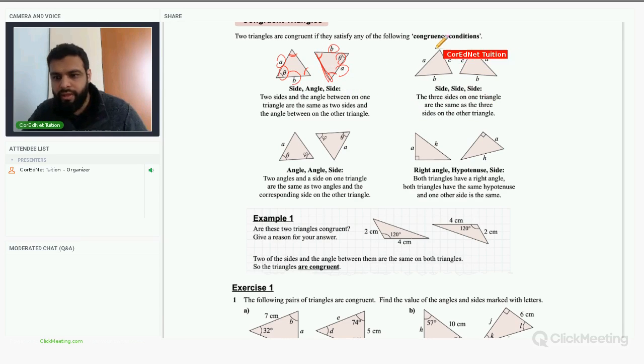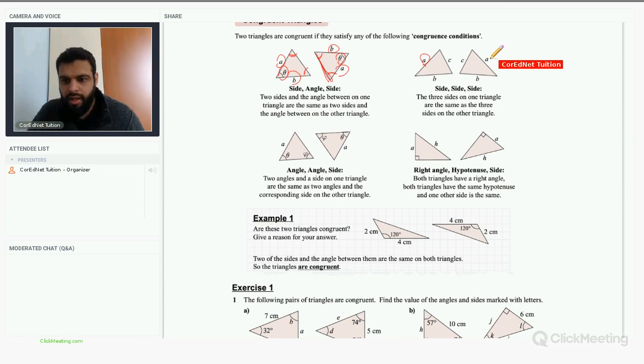Okay. How about this scenario here? Angle, angle, and... So if they're all the same, obviously they are the same triangles, right? If that is the same as that, that is the same as that, and that is the same as that, obviously it's the same triangle.